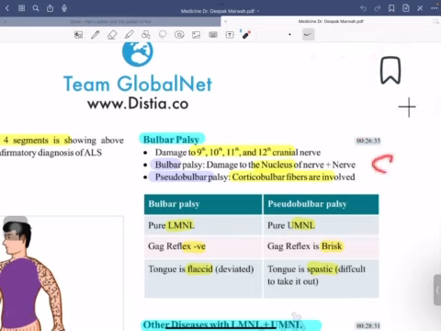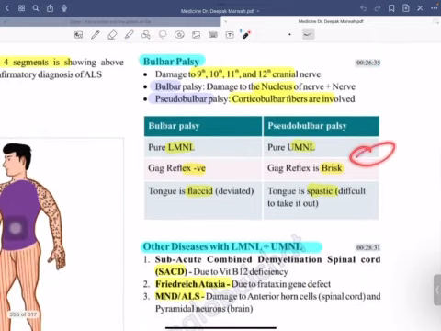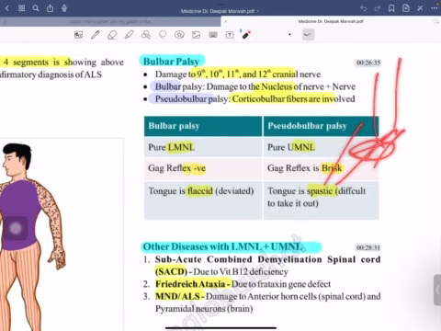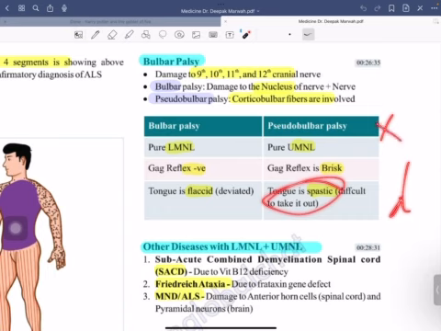Bulbar palsy is damage to the nucleus, and pseudobulbar palsy is damage to the corticobulbar fibers, from the cortex to the nucleus. Now bulbar palsy is a pure lower motor neuron lesion because the nucleus is damaged. Pseudobulbar is a pure upper motor neuron lesion because the fibers are damaged. Gag reflex is negative because it's lower motor neuron. Gag reflex is brisk because it's upper motor neuron. The tongue is flaccid because lower motor neuron, so the nerve supply is lost. Tongue is spastic because the control is lost, so it's difficult to take it out.